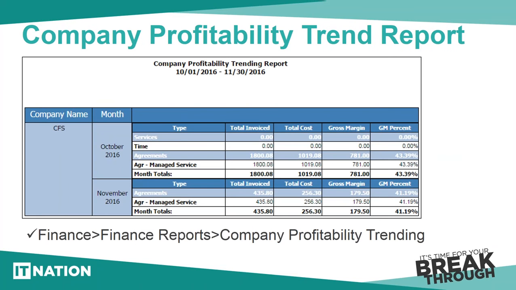The company profitability trend report, again, is a standard report from ConnectWise under finance reports, and it's just breaking out that same data set but going down the page. So one client and then each of the months, so October, November are shown here, and it will just go down the sheet so that you're looking at all of the details for the service type and then what the total revenue, cost, and margin are for each of those services per month.